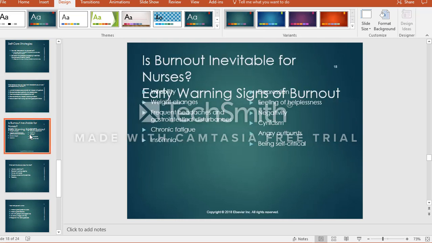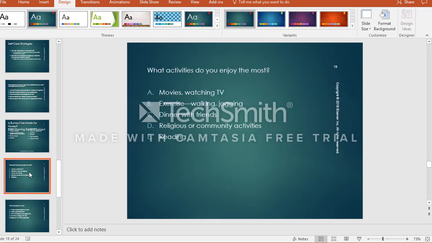So is burnout inevitable for nurses? Here are some warning signs. Irritability, weight changes, headaches, fatigue, insomnia, negativity, cynicism, angry outbursts, being self-critical, all those things are early signs of burnout. And as a manager, as a higher up, as a charge nurse, if these things are repetitive in your staff, then those are early signs of burnout. And education, how to reduce those things, how to take care of yourself, how to be in a positive environment, probably needs to start whenever these feelings start getting exhibited.